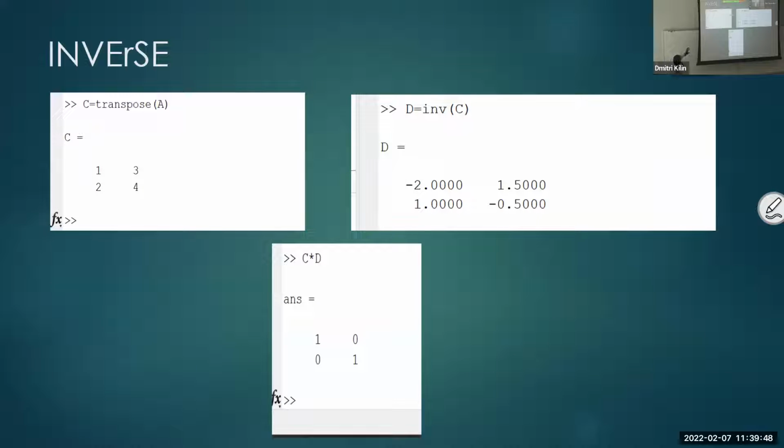Next, we're going to talk about the inverse. We're going to take C, which we established from A, and find its inverse by typing INV and then C in parentheses. So that gives us the inverse, D. If we multiply C times D, that gives us 1, 0, 0, 1. We get that diagonal pattern. The same thing will happen if you have a 3x3 matrix. So that's what the inverse will do to the original matrix.